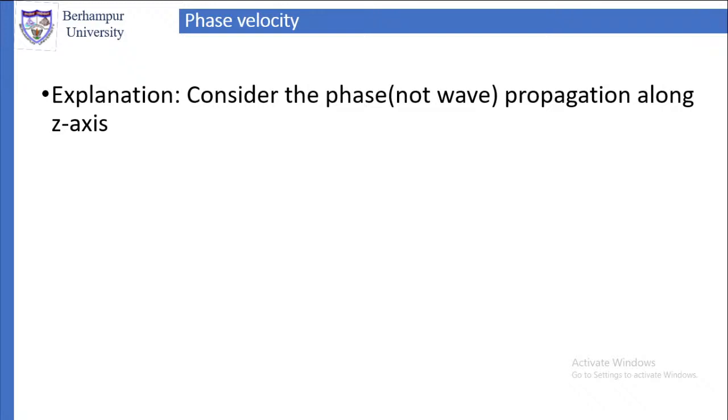Intrinsic velocity, or how the speed can exceed the intrinsic speed or speed of light. Let us see the explanation. To see that explanation, let us consider the phase. Don't consider the wave. We'll consider the phase, because phase velocity we have found out as the velocity of the phase, not the velocity of the wave. Remember this.